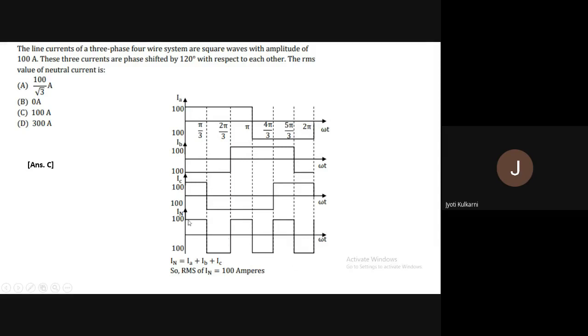And as it is a square waveform, they have asked us the RMS value. So the RMS value is coming 100 ampere. How did I get the RMS value as 100 ampere? It's a very simple logic. See, it is a square waveform. For a square waveform, if I want to find the RMS, what are the steps? First I'll take the square, then I'll take the mean, and then I'll take the root.